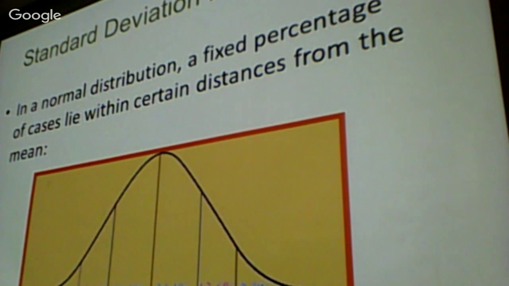So again, if I figure out that the average human height is 5'7", and my standard deviation of the population is, I don't know, 6 inches, then I know that 34.1% of people are probably going to be within 6 inches less than 5'7", and 34.1% will be 6 inches more than 5'7". That's kind of what we're talking about here.